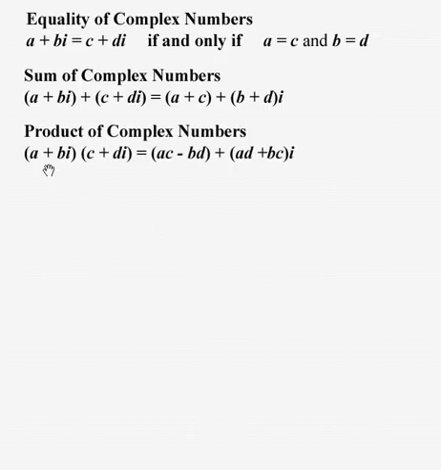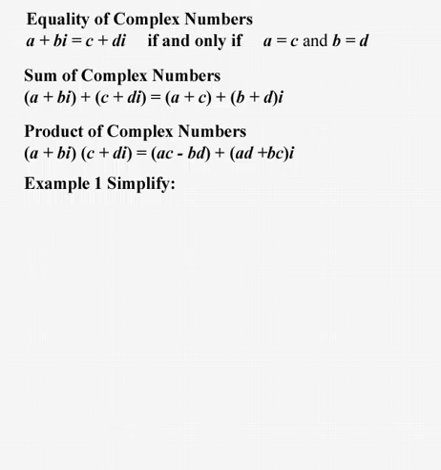How do we add complex numbers? Well, we add the real portions, a plus c. We add the imaginary portions, bi plus di, and we simplify that. How do we multiply complex numbers? Well, a complex number is a binomial, so essentially we FOIL it out. The firsts, a times c, the outsides, adi, insides, bci, and lasts, bdi squared, which remember that i squared becomes negative 1, so that's how we end up with negative bd.